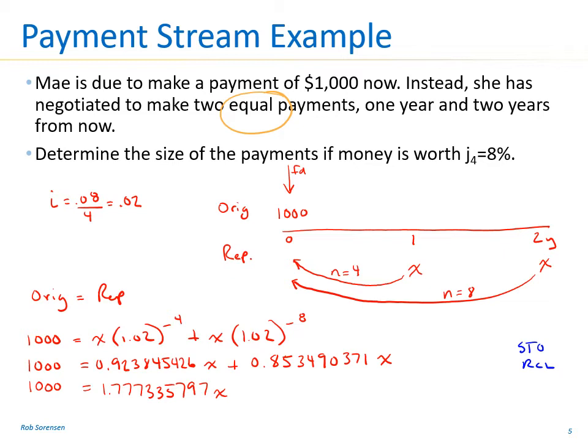How do I get x now? Well, just divide both sides by 1.773355797, and we get x is equal to $562.64. That's the answer to this one. So May is now going to make a payment of $562 in 1 year and another payment of $562 in 2 years. That'll take care of that 1,000 with any interest that's owing as well.